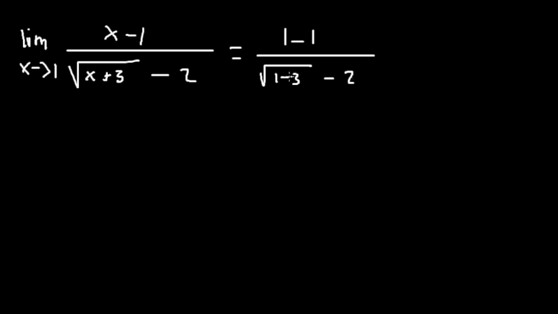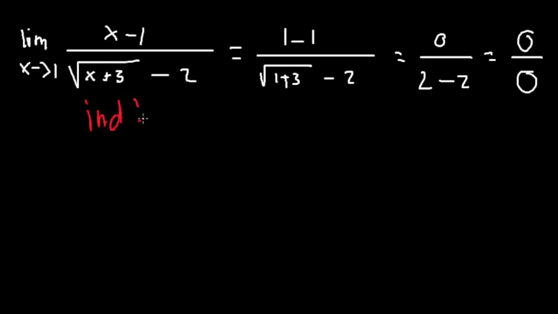1 plus 3 pala to, sorry. So, that is just 0 over square root of 1 plus 3, which is 4. Square root of 4 will be 2, minus 2 will be 0, so 0 over 0. So we can see now that this function is indeterminate.